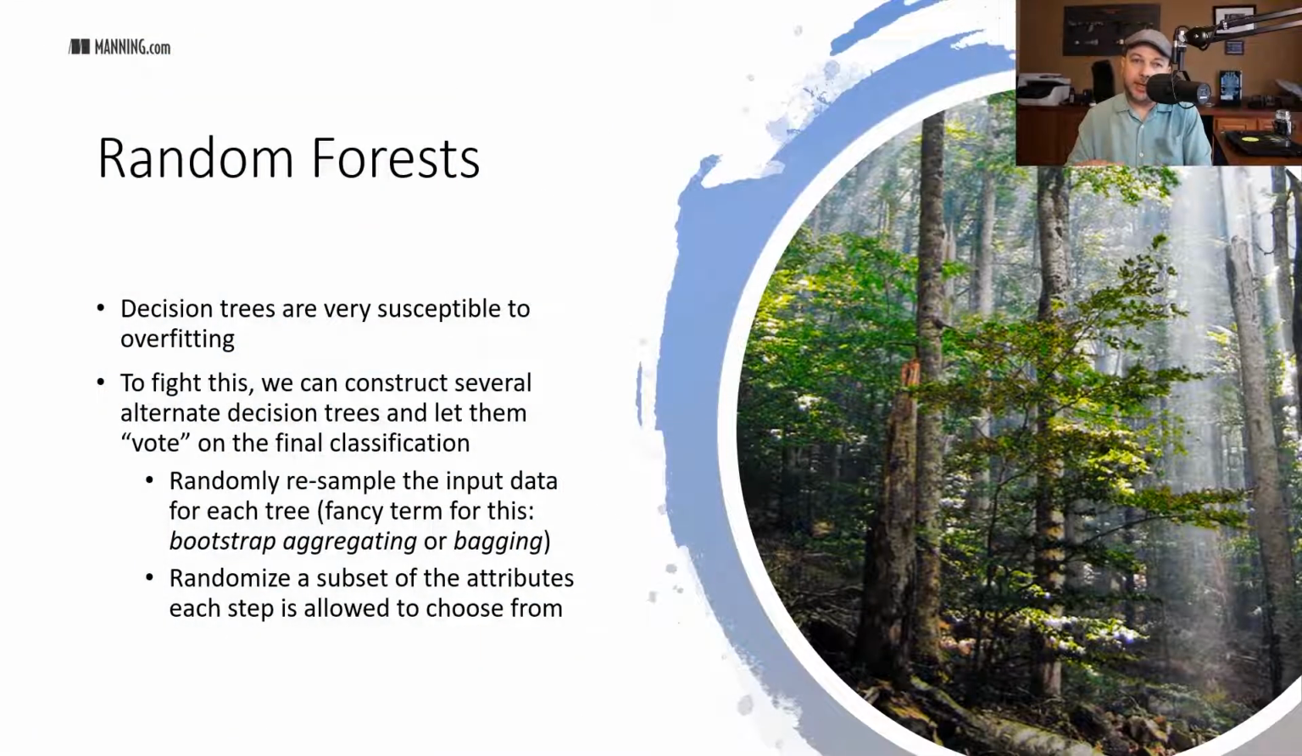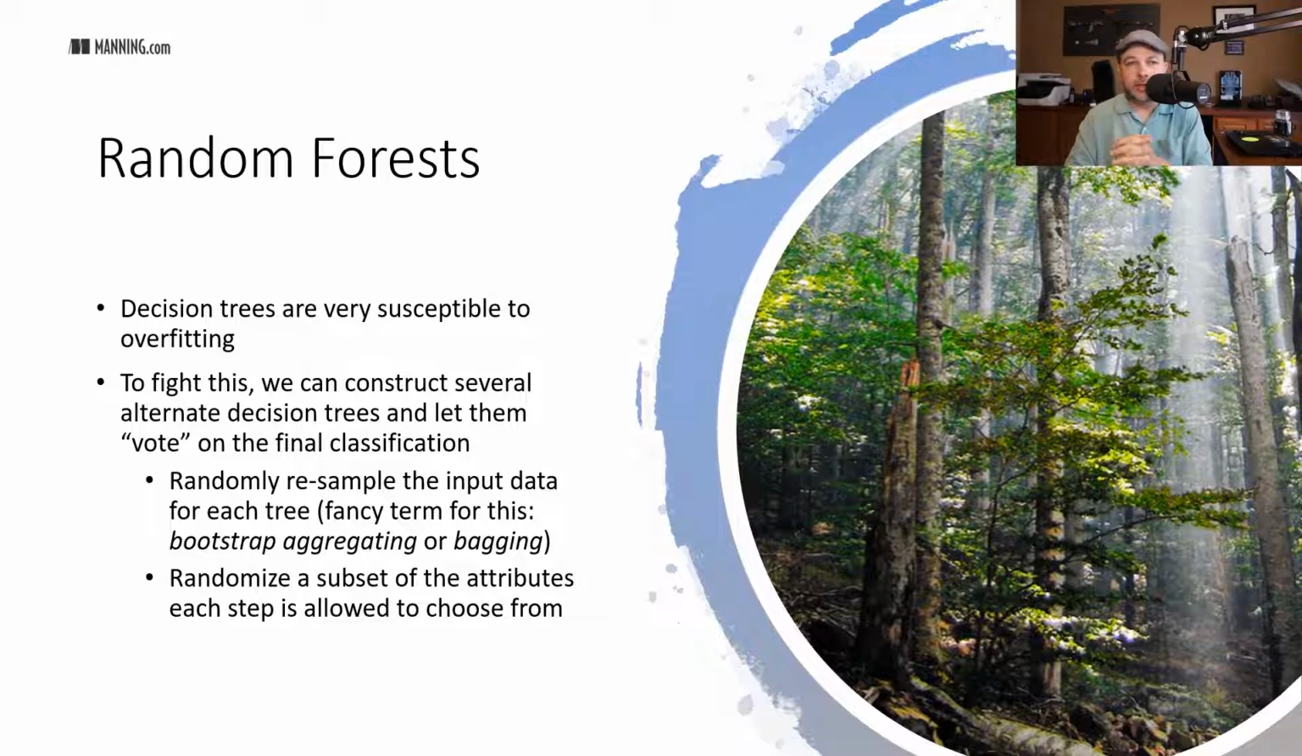Now, we can take that and kick it up a notch. Instead of just having one decision tree, why not have many decision trees and have them all contribute toward the final result? That's what's called a random forest. The problem we're trying to get around is that decision trees are very susceptible to overfitting, and we're going to talk about what that means in a moment. To fight that, we can create many decision trees and have them all vote on the final classification. We do that by randomly resampling the input data for each tree, letting them all have a go at it and seeing what they all converge on.